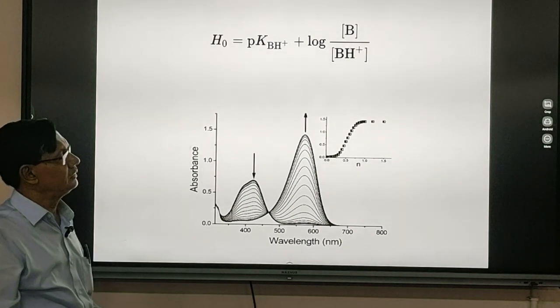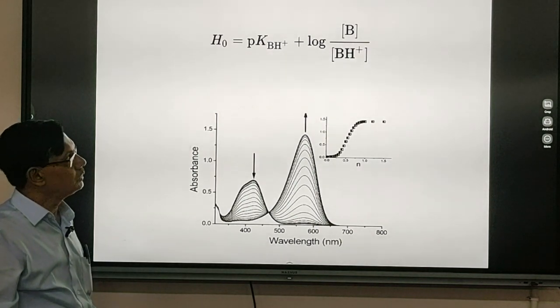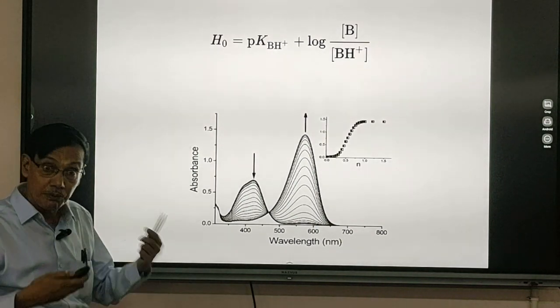In the second part of the acidity function, I may try to discuss the application of acidity function.